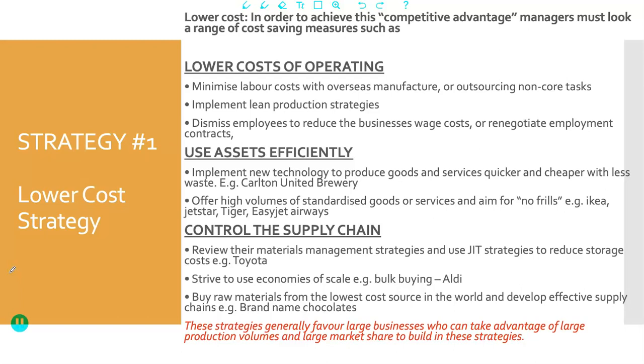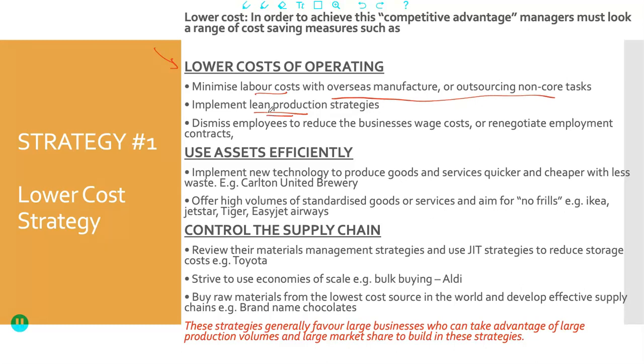So how does a business, if they identify that they're going to do a lower cost strategy, how are they going to do this? What are they going to be thinking about? How can they lower their costs in the operating part? How can they turn their inputs into outputs with the lowest costs? So they might try and minimize labor costs with overseas manufacture or outsourcing, even global outsourcing. They will be adopting lean management techniques because they don't want any waste.